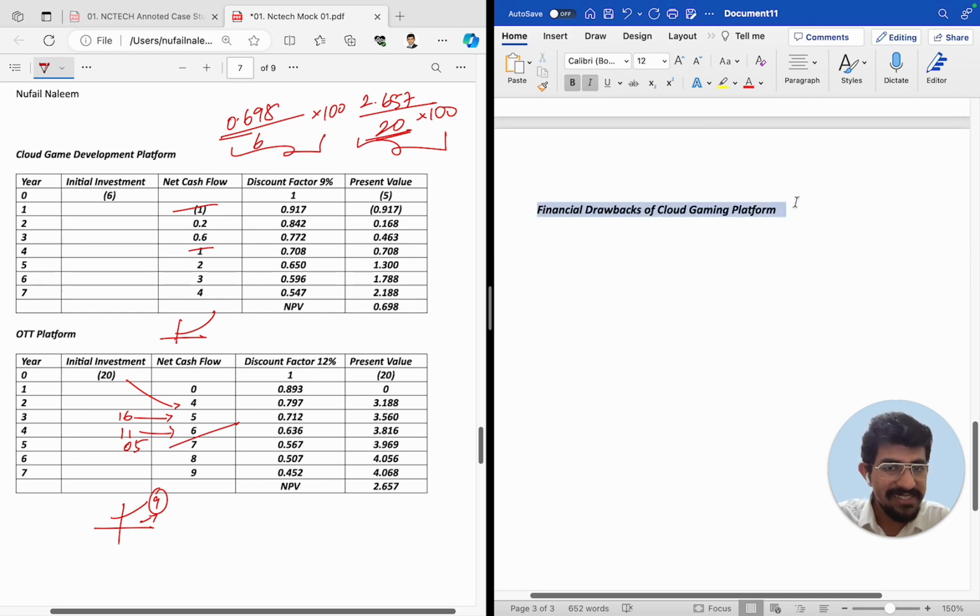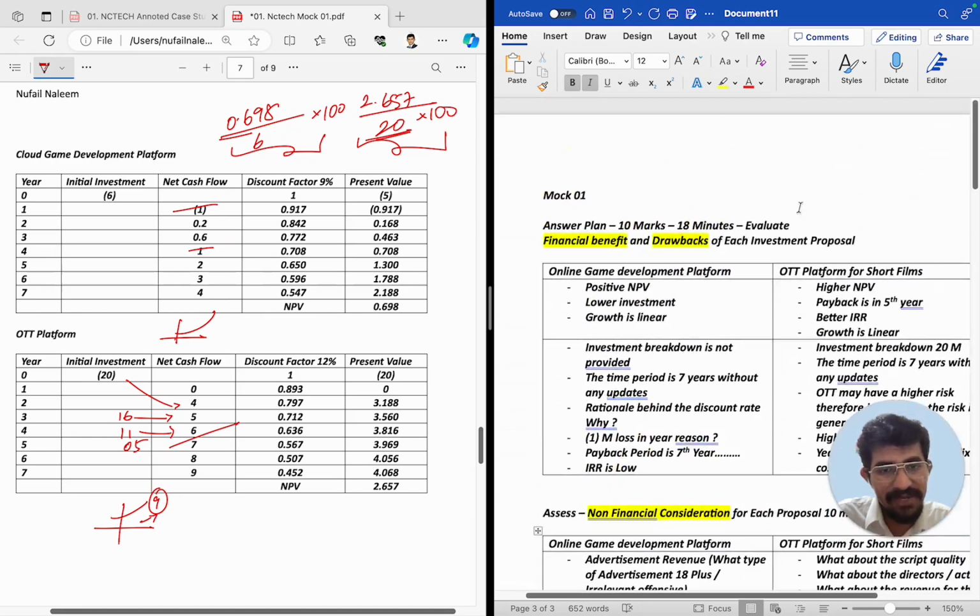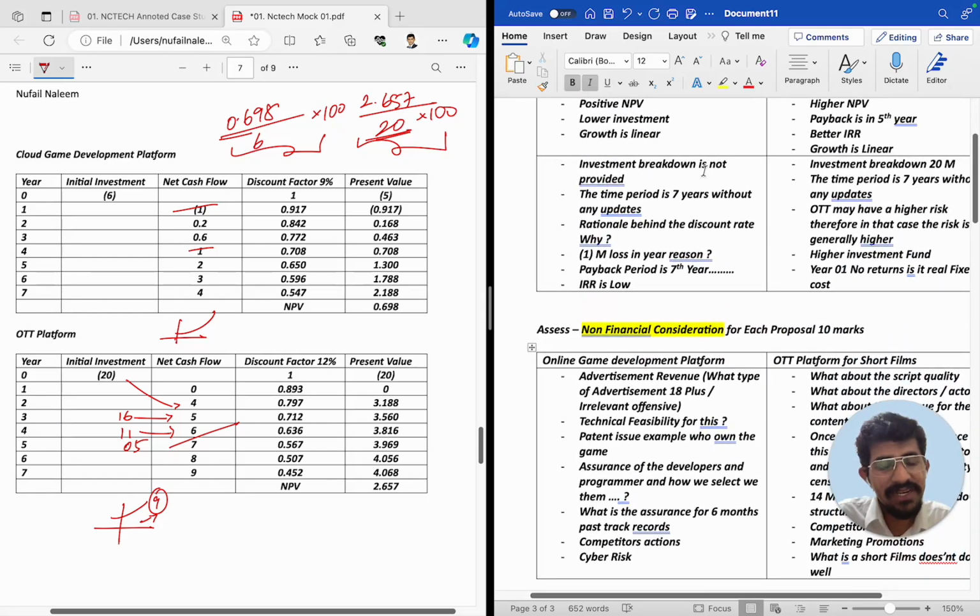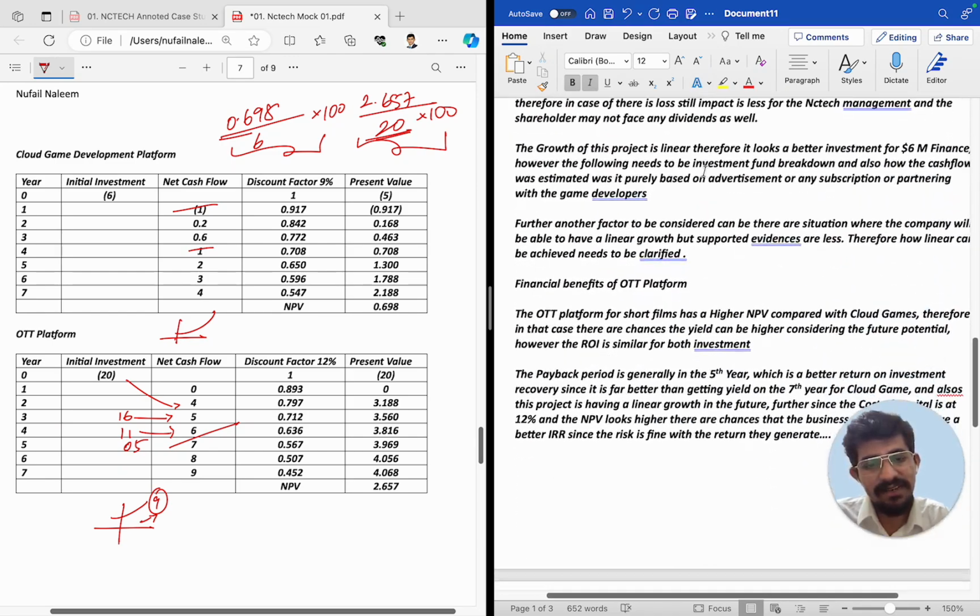Okay, so let's go towards this application so that it will be very practical and simple, so that you will understand how it is done. Students, if you observe the financial drawbacks of the cloud gaming platform, it's only money drawbacks. The investment breakdown is not given. The time period is 7 years without any updates. The rationale behind the discount rate is not given. In the first year, there is a 1 million loss. The payback period is on the 7th year and the IRR is very low. So I'll just write it down so that it will be very easy for you all.